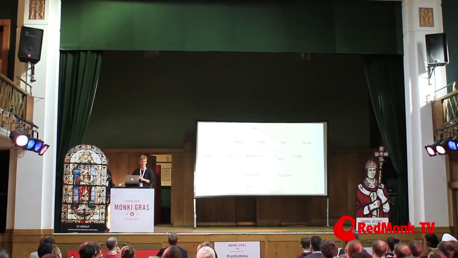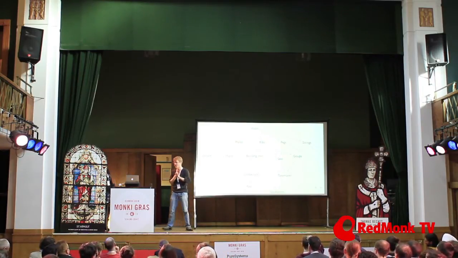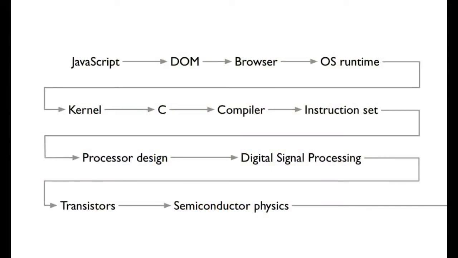What about a field you probably know more about? How many of you have ever written any JavaScript? My sympathies. I have, though. But anyway. So, if you know JavaScript, you probably know something about the DOM programming model, which is an abstraction in a browser, which runs on an operating system, which has a runtime API. And your operating system has at its core a kernel, which is probably written in a programming language called C, which I'm sure you all know, which is compiled by a very large and complicated program, a compiler, probably GCC.